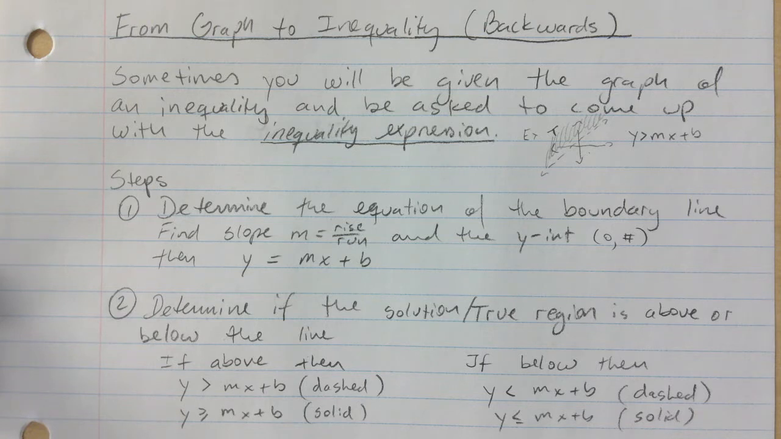The second step would be to determine if the solution or true region is above or below the line. If above, then you're going to have something like one of these two examples. What remains is that it's greater than, or greater than or equal. Whether it's dashed or solid is also determined by the line.